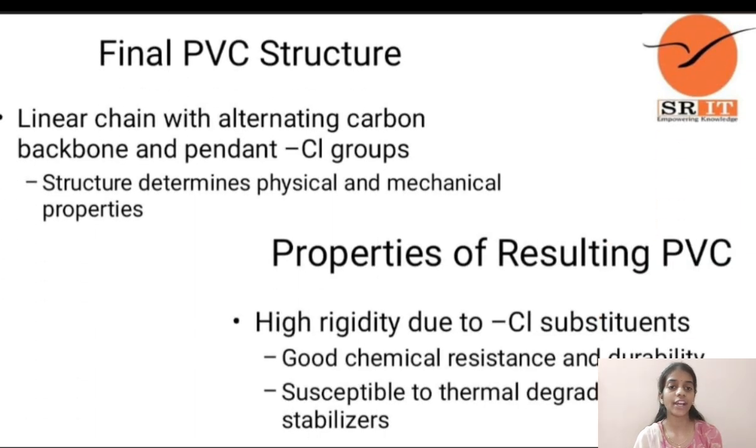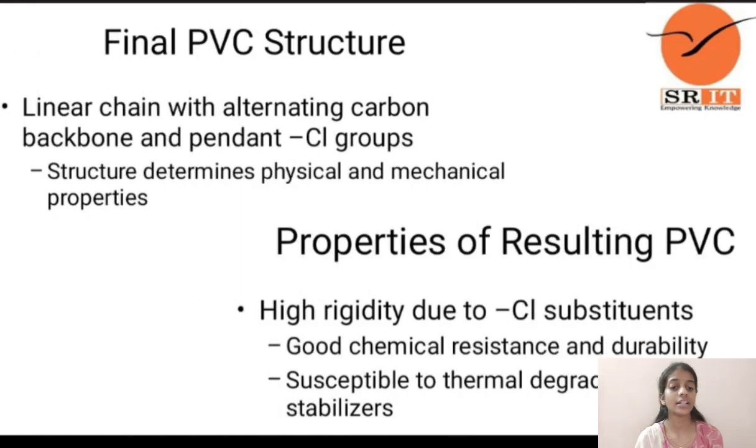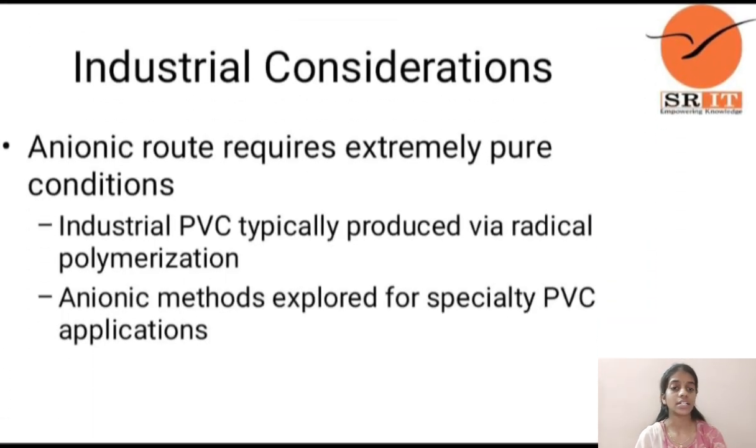In this slide, we have final PVC structure and properties of resulting PVC. The final PVC structure is a linear chain with alternating carbon backbone and pendant Cl groups. Structure determines physical and mechanical properties. In properties of resulting PVC, high rigidity due to Cl substituents, good chemical resistance and durability, and susceptibility to thermal degradation without stabilizers.